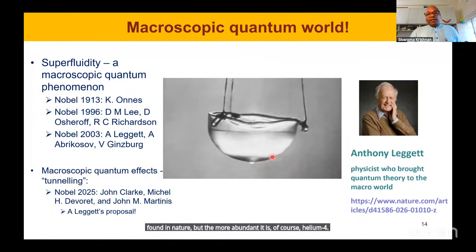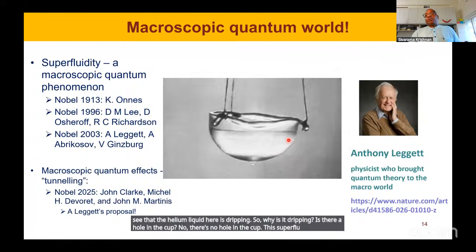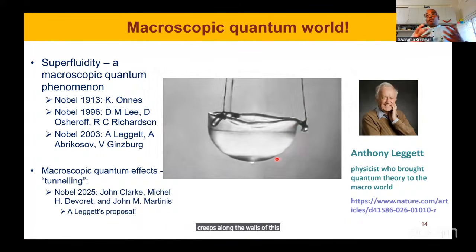Now you see that the helium liquid here is dripping. So why is it dripping? Is there a hole in the cup? No, there's no hole in the cup. This superfluid, simply because of the way it interacts with the walls, creeps along the walls of this container and flows out. So this is like taking a cup of coffee, right?